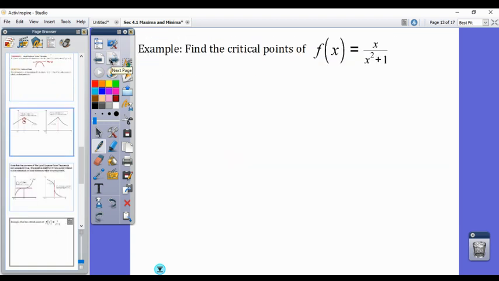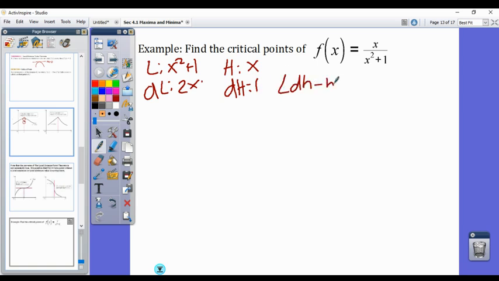Okay, so for this problem, it wants us to find all of the critical points. So the first thing that you're going to do is find the derivative. Okay, so we have a quotient. So let's see. Low is going to be x squared plus 1. D low then would be 2x. Your high is going to be x. D high is 1. Okay, so remember we're going to do low D high minus high D low. Draw the line and square the low.